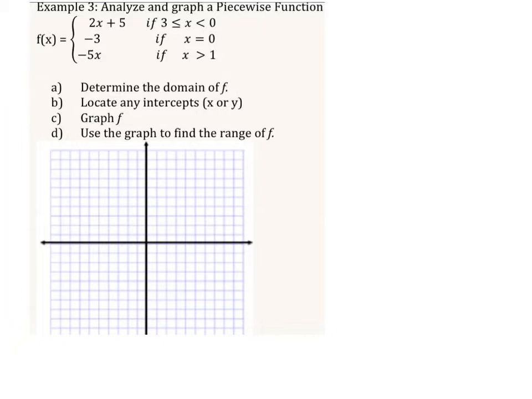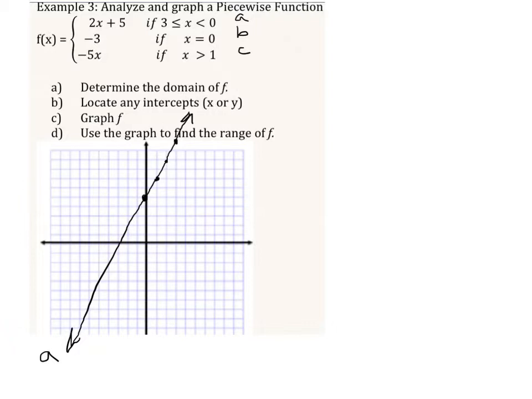Okay, so let's graph these. We got function A, function B, function C. Alright, so we want to go up 1, 2, 3, 4, 5. I'm going to go up 2 over 1, up 2 over 1, and up 2 over 1. Okay, so that's our function A.